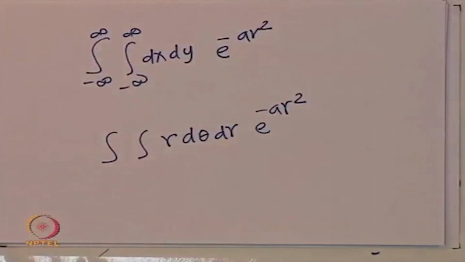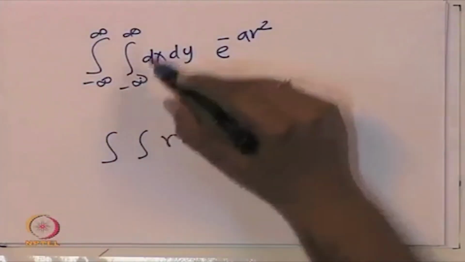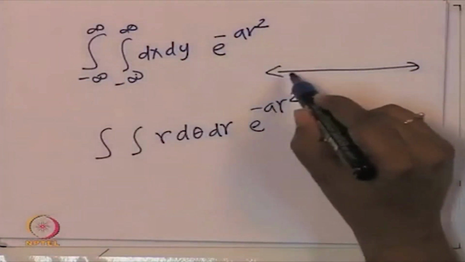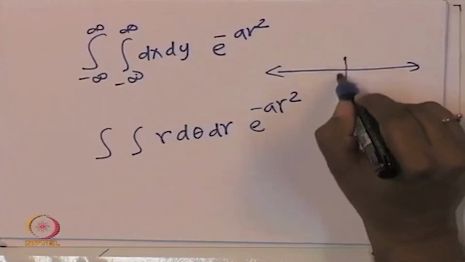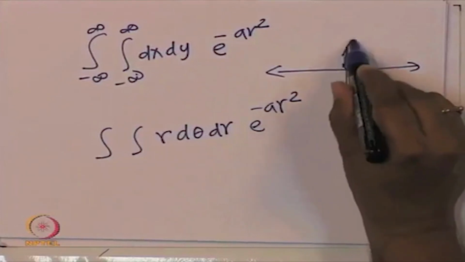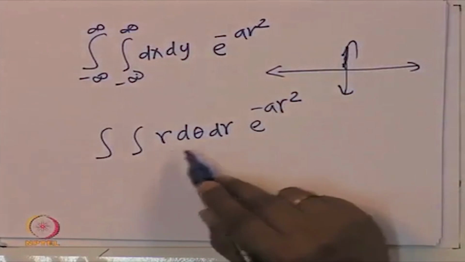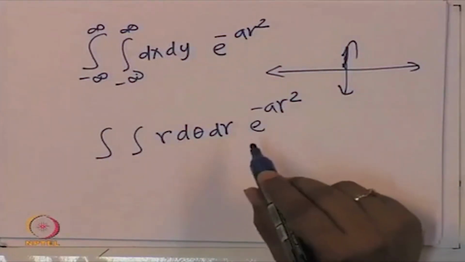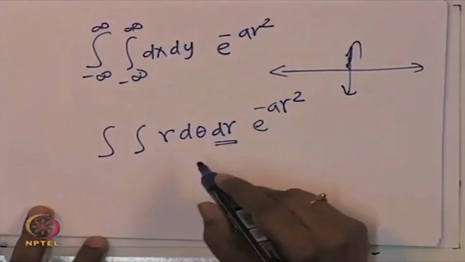Now, think about it. We have to decide what the limits are here. When it was x and y, the limits were minus infinity to infinity. What does it mean? x will go all the way from minus infinity to plus infinity, and y will also go from minus infinity to plus infinity throughout this plane. So, this integral was throughout the plane. Now in plane polar coordinates, r is the radius and you cannot have a negative radius, so the r integral will go only from 0 to infinity.